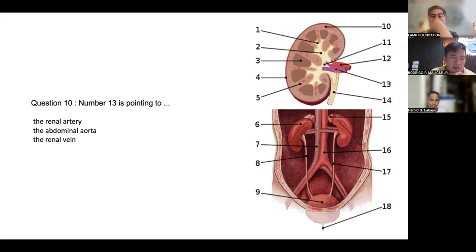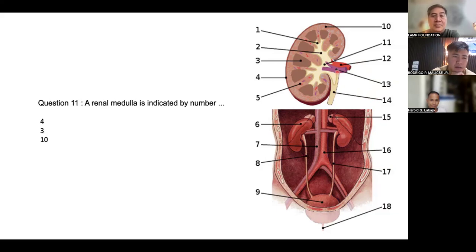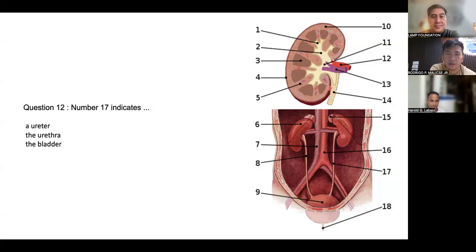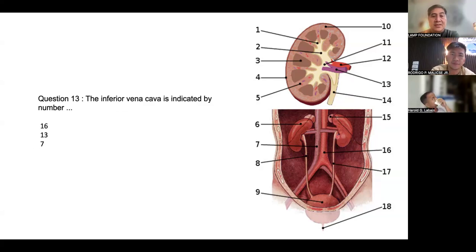Number 13 is pointing the renal vein. Renal medulla is what number? Renal medulla is pointing number 3. Number 17 is the ureter. Inferior vena cava is number 7.